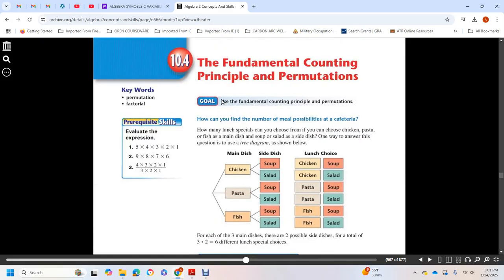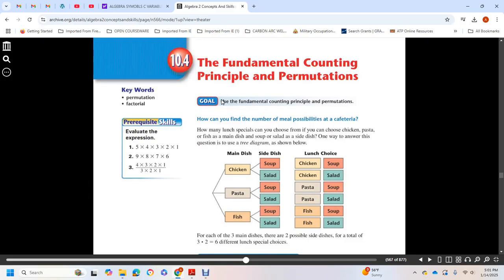10.4 Fundamental counting principle and permutations. Goal: using the fundamental counting principle and permutations, you can find the number of meal possibilities at the cafeteria. How many lunch specials can you choose if you can choose chicken, pasta, or fish as the main dish, and soup or salad as a side dish?